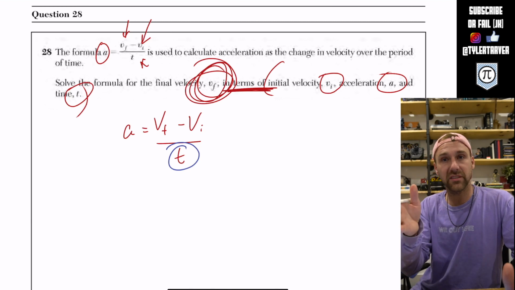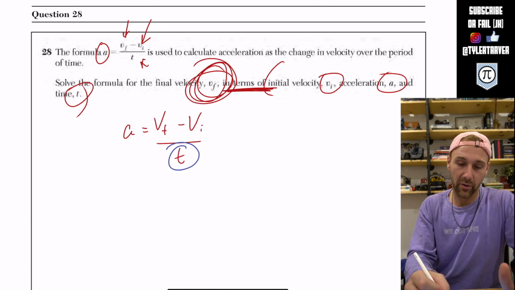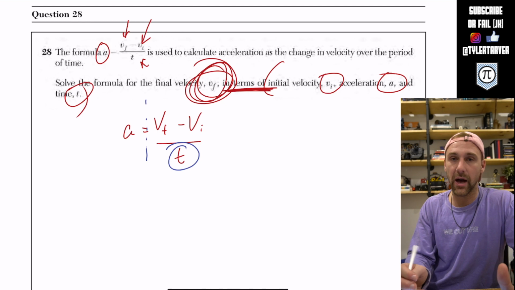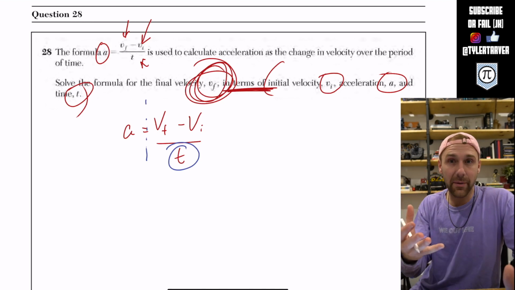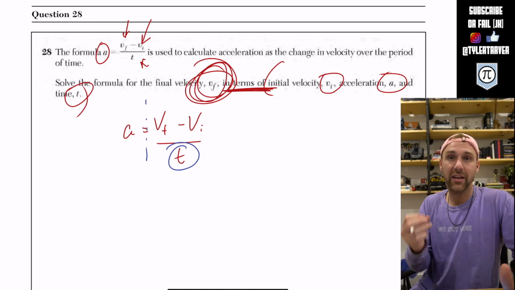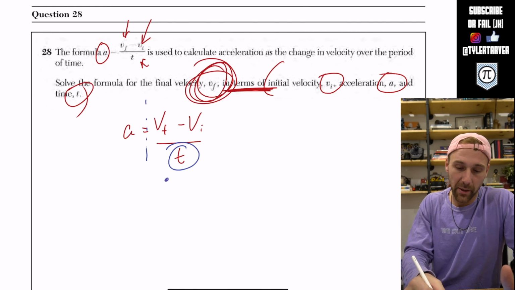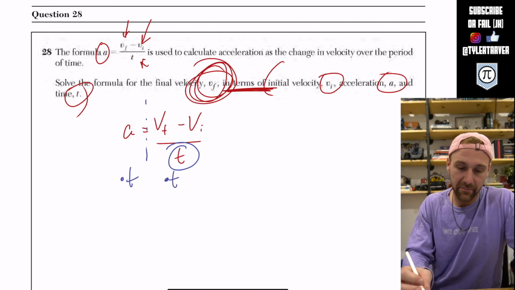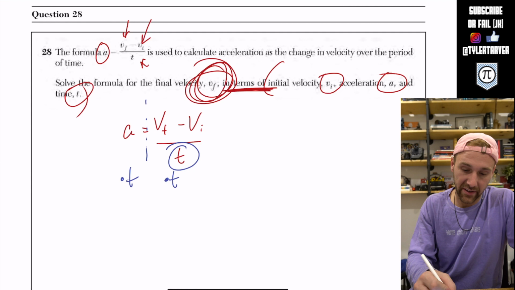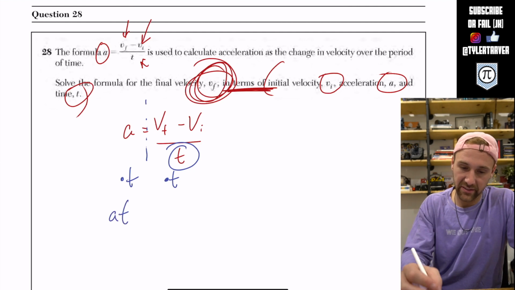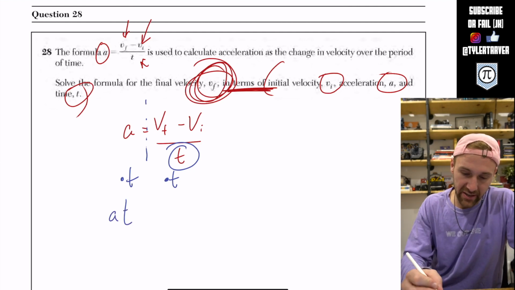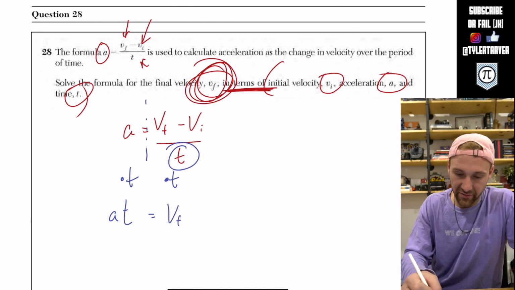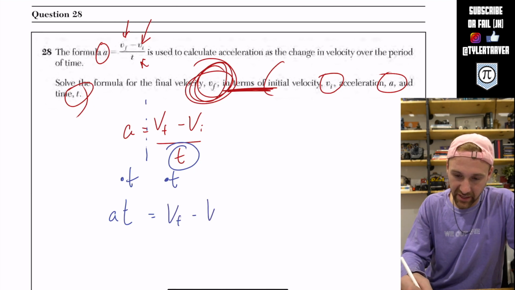Remember, you got to do the opposite to go across the equal sign, okay? So to go across that equal sign, we got to do the opposite of what's happening. It's being divided by T. The opposite of dividing by is multiply. So we're going to multiply both sides by T, okay? So that's going to give us AT. Oh, that's an ugly looking T. AT equals VF minus VI.